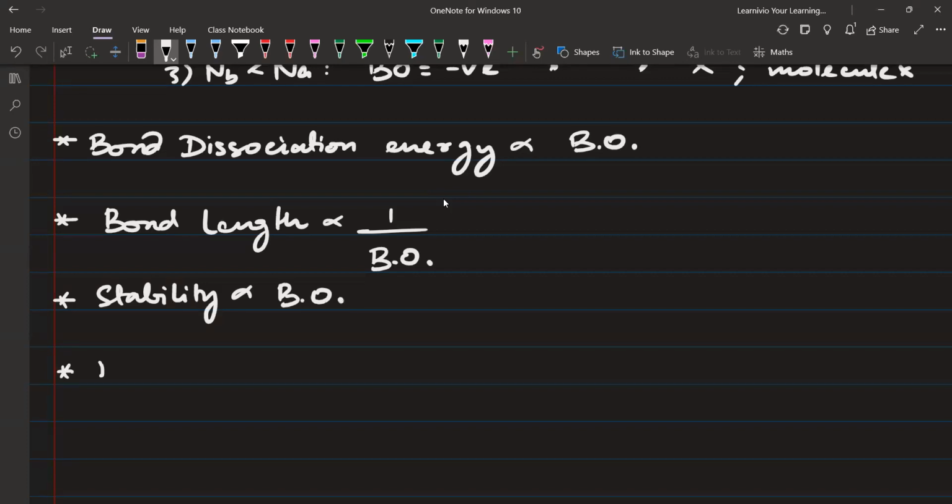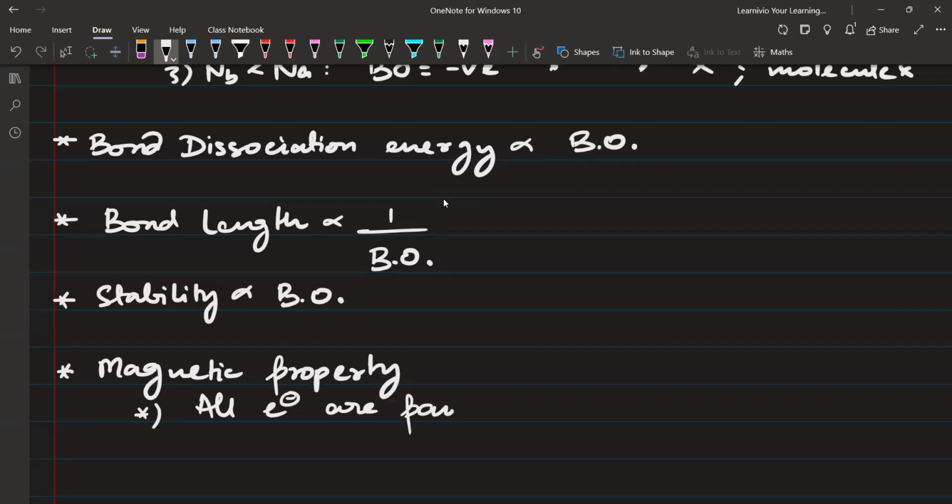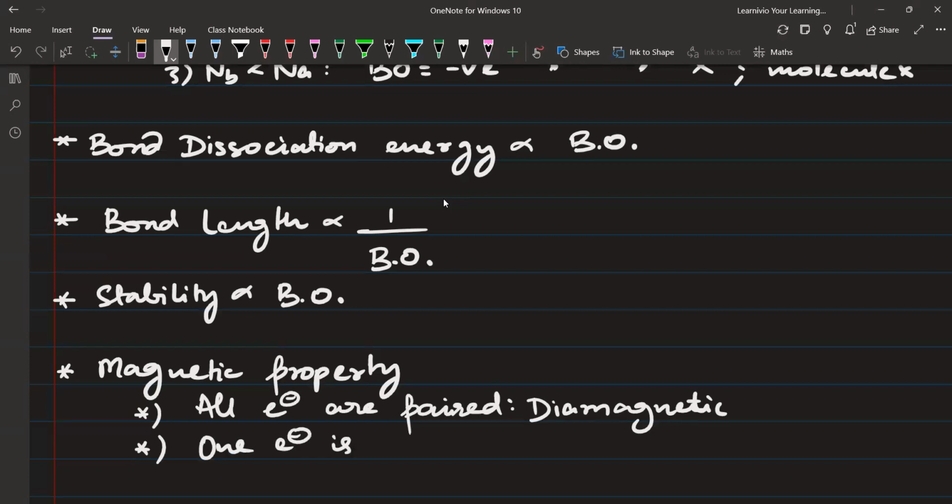Then we are going to talk about magnetic property. Now there will be two different cases. If all the electrons are paired, it will be diamagnetic. Let me just complete this, just one more line. And even if one electron is unpaired, I'm writing electron is unpaired, even if it is just one unpaired electron, it will be paramagnetic.